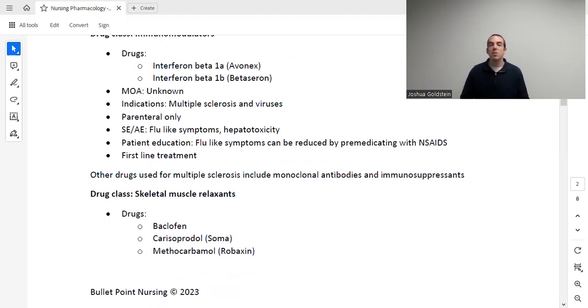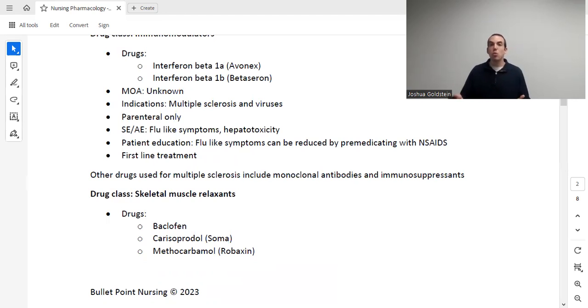Immunomodulators has a number of different drugs. There's interferon alpha and interferon beta. Interferon alpha, we're actually going to talk about in infectious disease. So right now we're going to talk about interferon beta. The mechanism of action of how it works is not understood. However, interferon beta is used for multiple sclerosis. Interferon alpha is used for various severe viruses. These drugs are all given parenterally only.